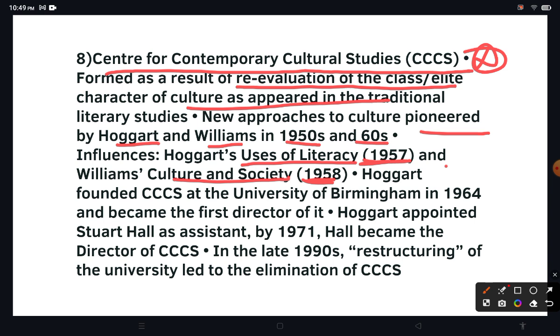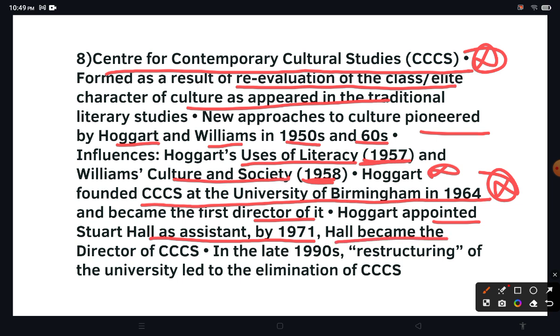This is important: Hoggart founded CCCS at the University of Birmingham in 1964 and became its first director, and Hoggart appointed Stuart Hall as assistant, and by 1971 Stuart Hall also became the director. So the first director was Hoggart, then Stuart Hall. This point you have to remember. Then in the late 1990s, restructuring of the university led to the elimination of CCCS.